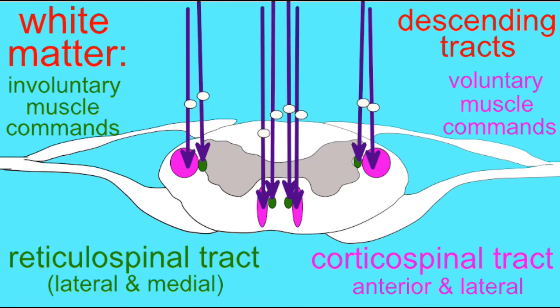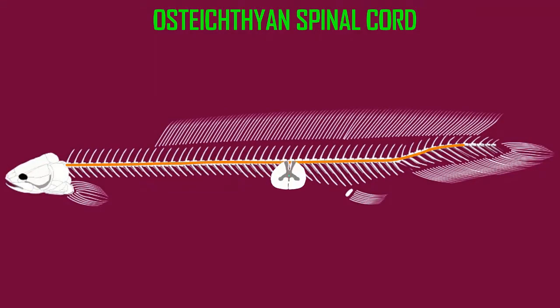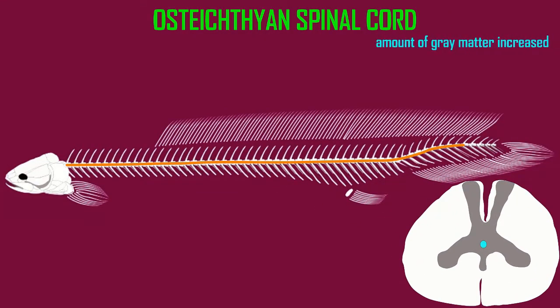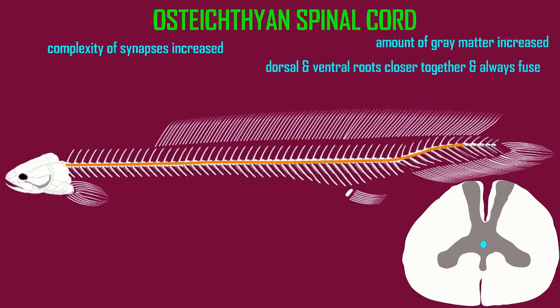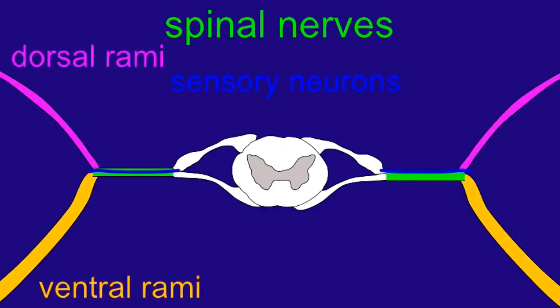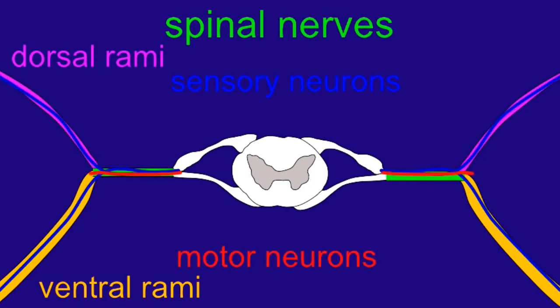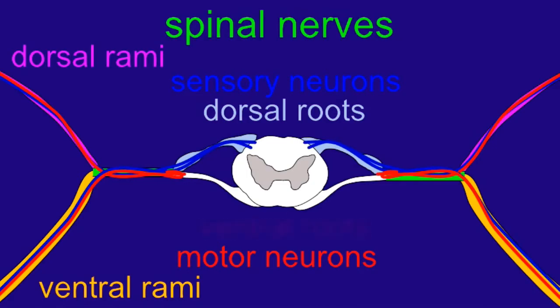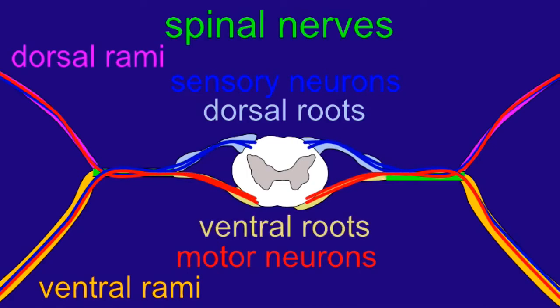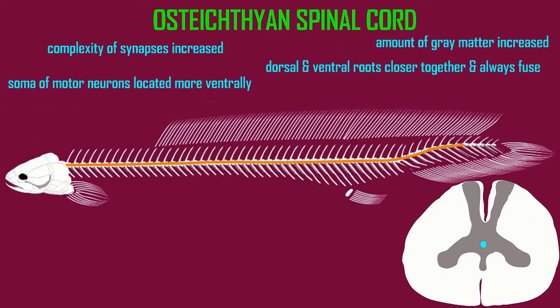In the spinal cords of osteichthyans, the bony fish, the amount of gray matter is increased. The complexity of the synapses of the spinal cord is increased. The dorsal and ventral roots are closer together, and they always fuse to form a mixed spinal nerve, which is not always the case in more primitive gnathostomes.